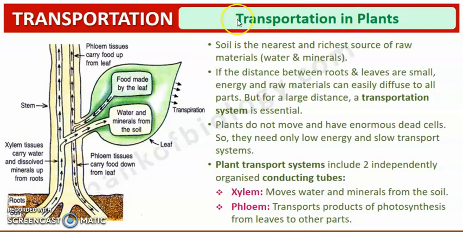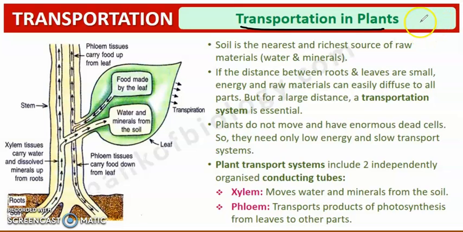Here it is. Transportation in plants. What do you mean by transportation, everybody? Transportation is the movement of particles, or you can call it movement of molecules from one place to another. There are two things that have to be transported in plants. Blood is not there in plants, so obviously blood can't be there, but instead food and water can be supplied, and that is the main function of the transportation system in plants.